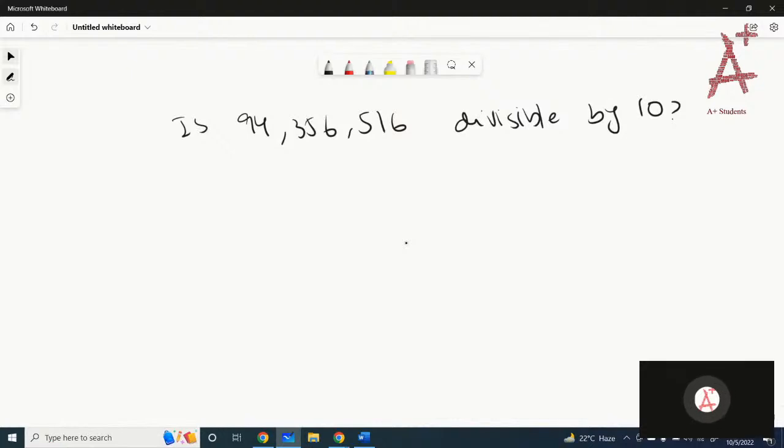The answer is yes or no. The answer is no, because you just need to look at the ones digit. If it is 0, that means the number is divisible by 10. So for this one, you have 6. That means no, the number is not divisible by 10. Got it? Select the correct option and click on the OK button.